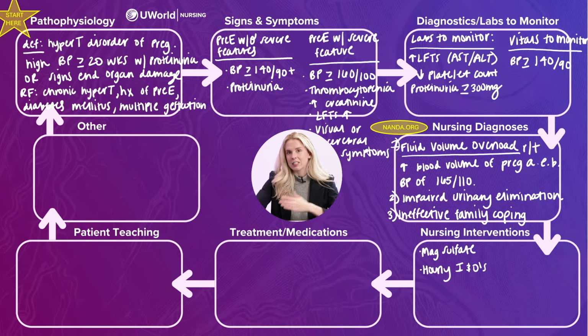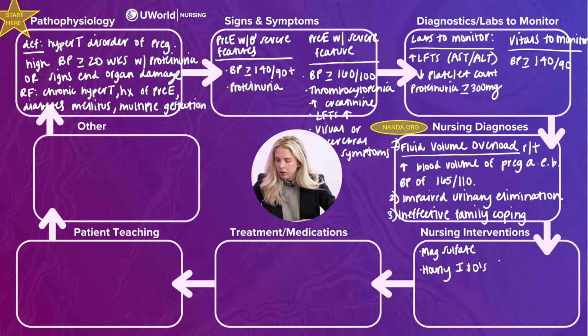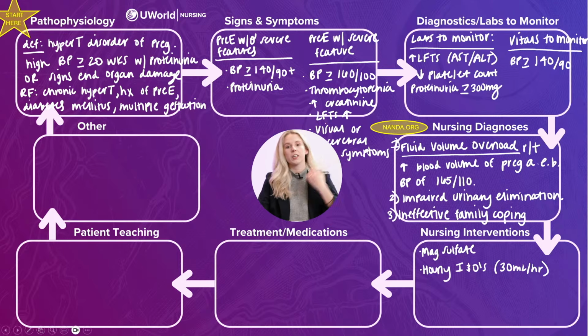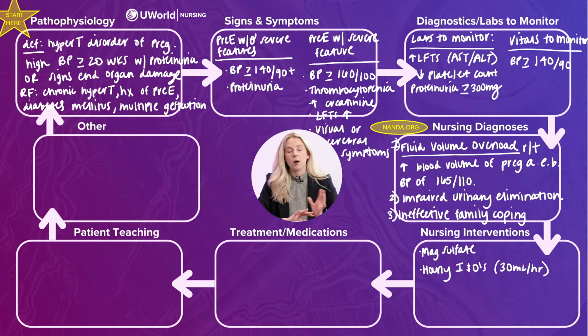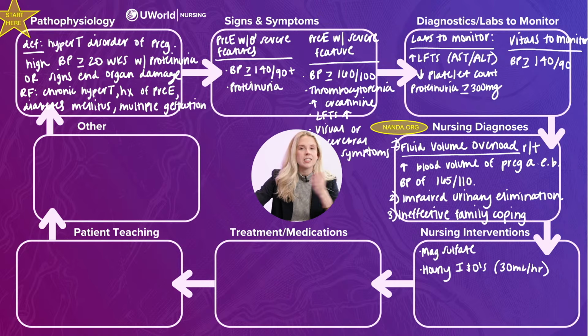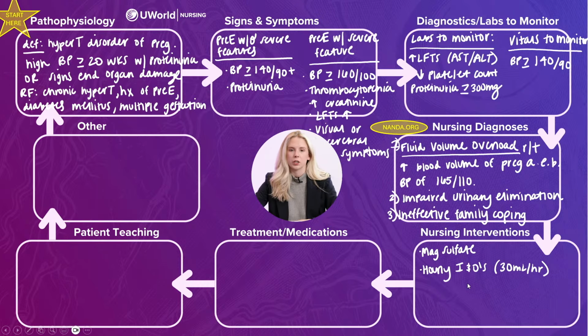We want to see at least 30 mils an hour of output, and if we don't, that is a cause for concern. The good thing about mag sulfate clients is that they are bed bound, so they typically have a catheter. It is not good practice for them to be up and walking around, so if there's an order for a bedside commode, I might try and see if you can get one for a catheter, but it's an easier way to track that output, is the good news.